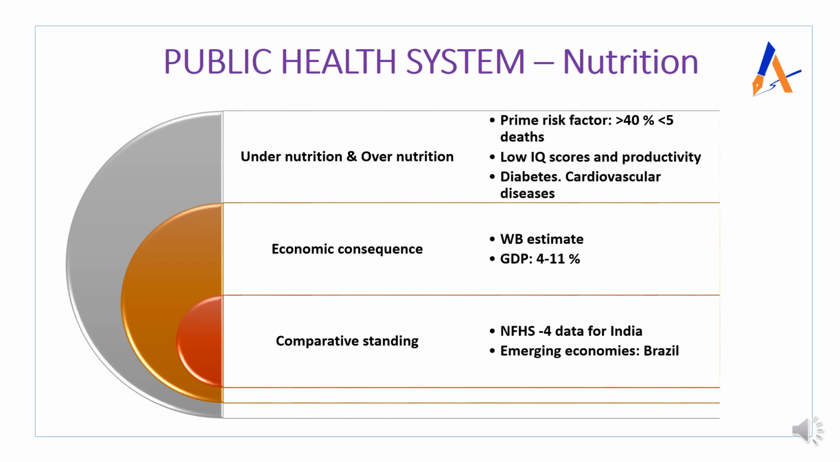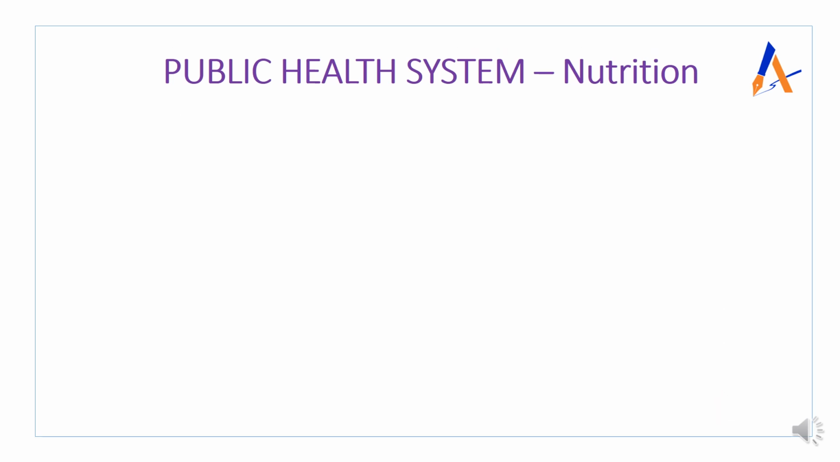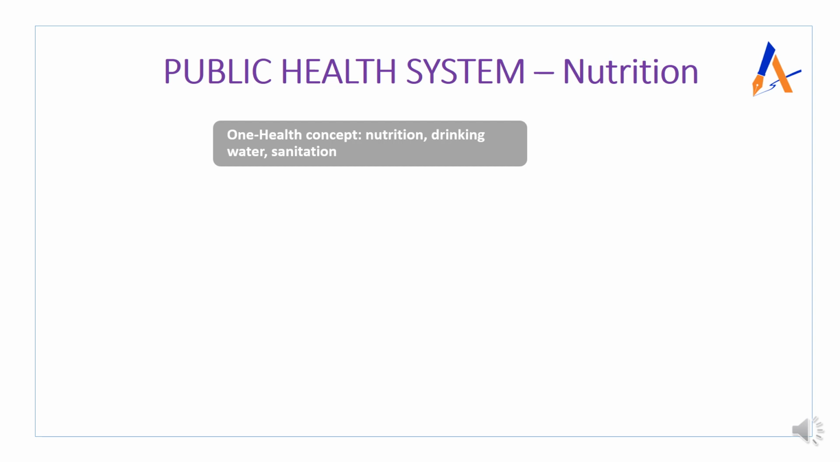Now let's analyze the way forward. In the way forward, whenever you are talking about nutrition, the first point you should write about is the One Health concept. It means nutrition, drinking water, sanitation, everything is interrelated. So we should focus on One Health because everything is interrelated, and focus should be given adequately to all. Thus the overall disease burden will reduce.